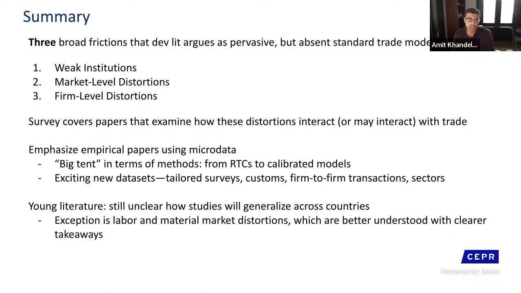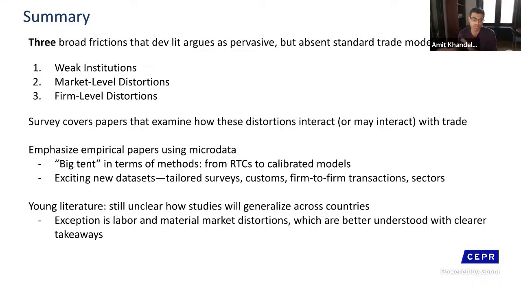And they're often being applied on tailored surveys, customs level data that are now increasingly being accessed from least developed countries, firm to firm transactions data, which allows you to track flows within a value chain, and often sector specific, which allows you to get into the institutional details of particular sectors. And so the combination of a diverse range of methods plus new sets of data, we think, is a really exciting place to be working in.